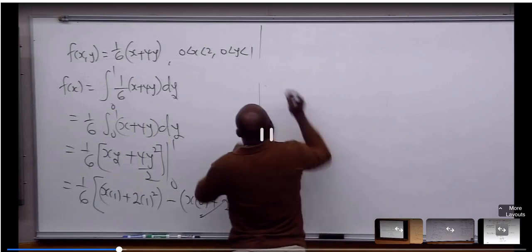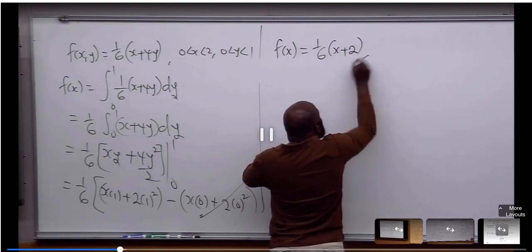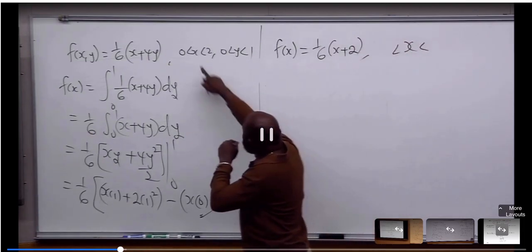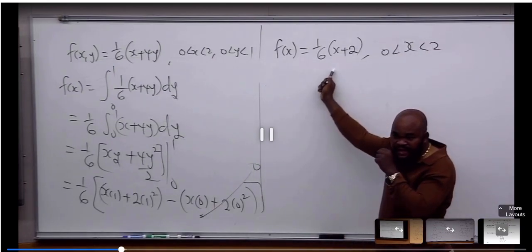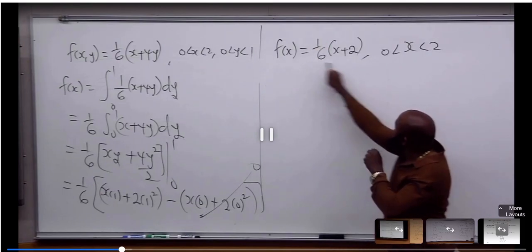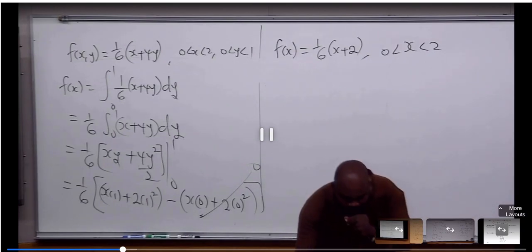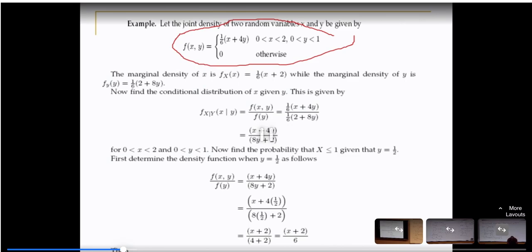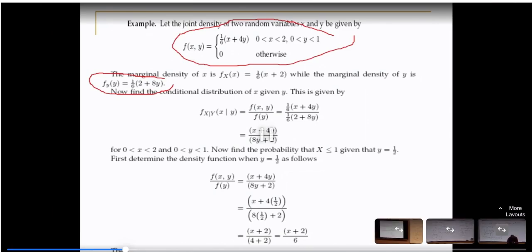So now f of x equals 1 over 6 times x plus 2, and the range of x still remains 0 to 2. And let me tell you this, if you really want to know whether this is correct, when you perform an antiderivative on this over 0 to 2, it should give you 1. That's how to check. Similarly, you can also show this for f of y, using what he said. You're going to integrate with respect to x, and the whole thing continues.